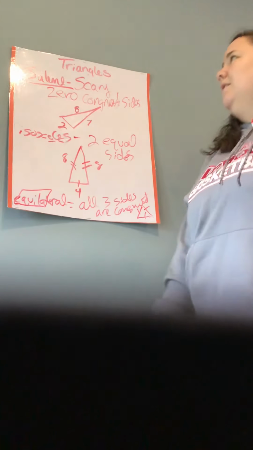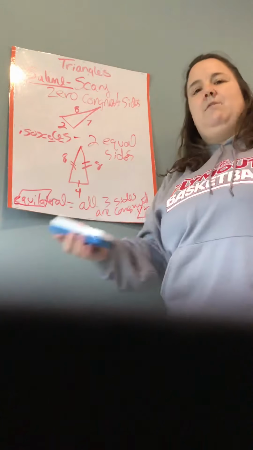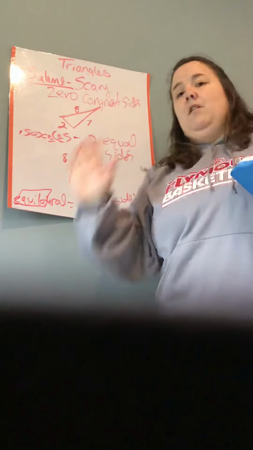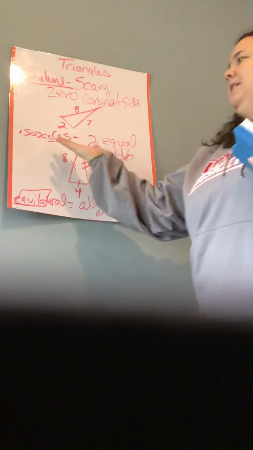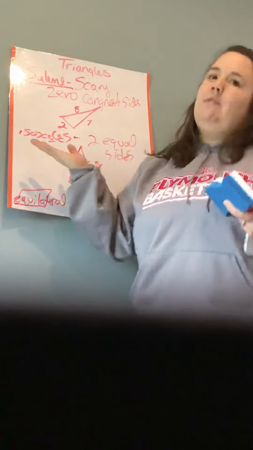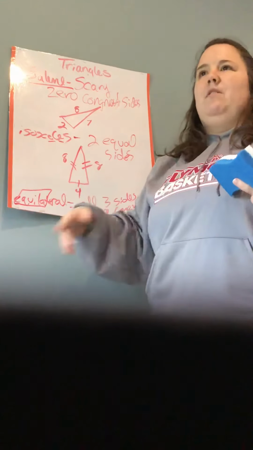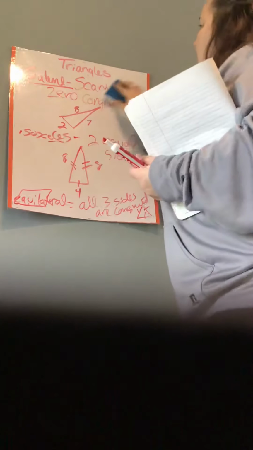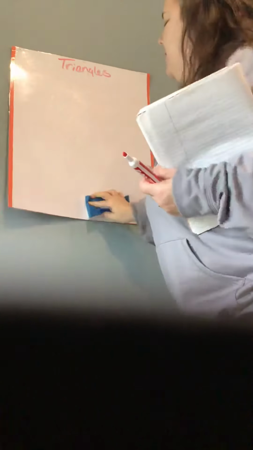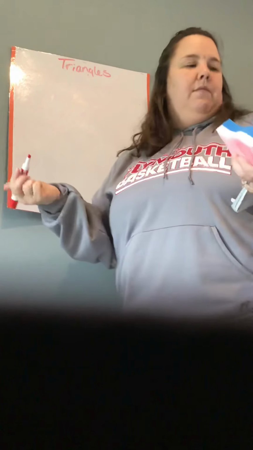Your options are either scalene, isosceles, or equilateral. Scary Scalene, all 3 sides are different lengths. Isosceles, two E's, 2 equal sides, or equilateral, all 3 are equal. So now that we've talked about the length of their sides, the triangle's last name is about the degrees of their angles. Again, just like we had 3 options before, we have 3 options now.